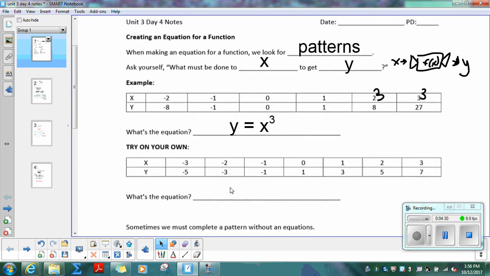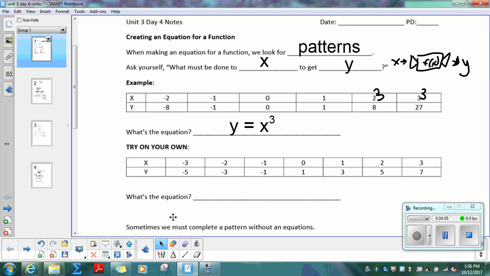You're going to try this one on your own. Remember to start with when x is 0. What happened to it? It went up to 1, so it looks like you added 1 to it. Knowing that, what else might have happened to it? So try this equation on your own. We'll go over the answer next class. Pause the video and try this one on your own.